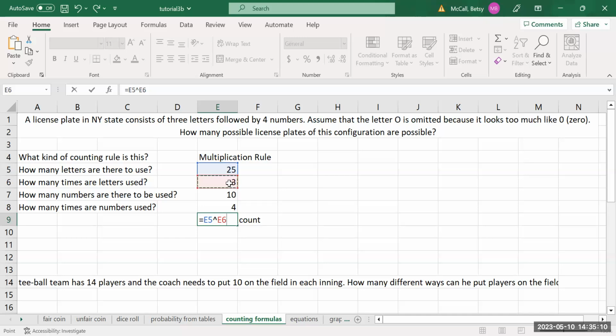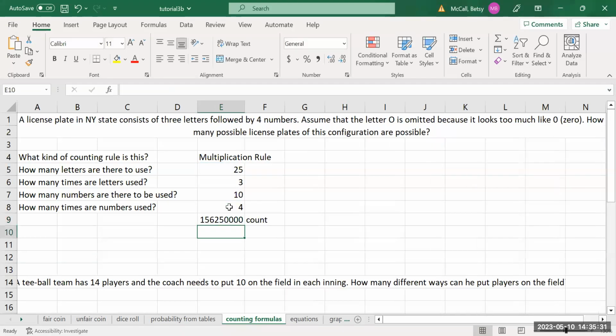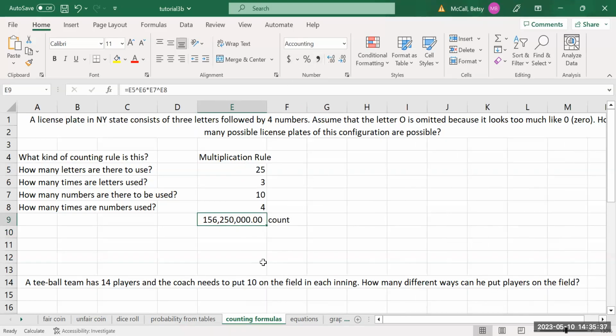And then for our numbers, there's 10 options for the first number, 10 options for the second number, 10 options for the third number, 10 options for the fourth number, which is 10 to the 4th power. And we get a very large number. Put some commas in it so we can read it more easily.